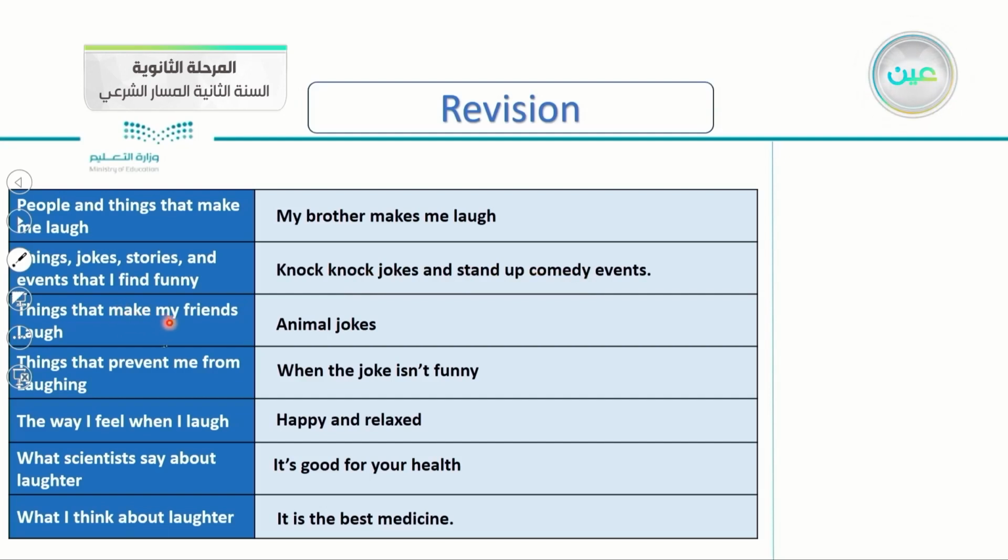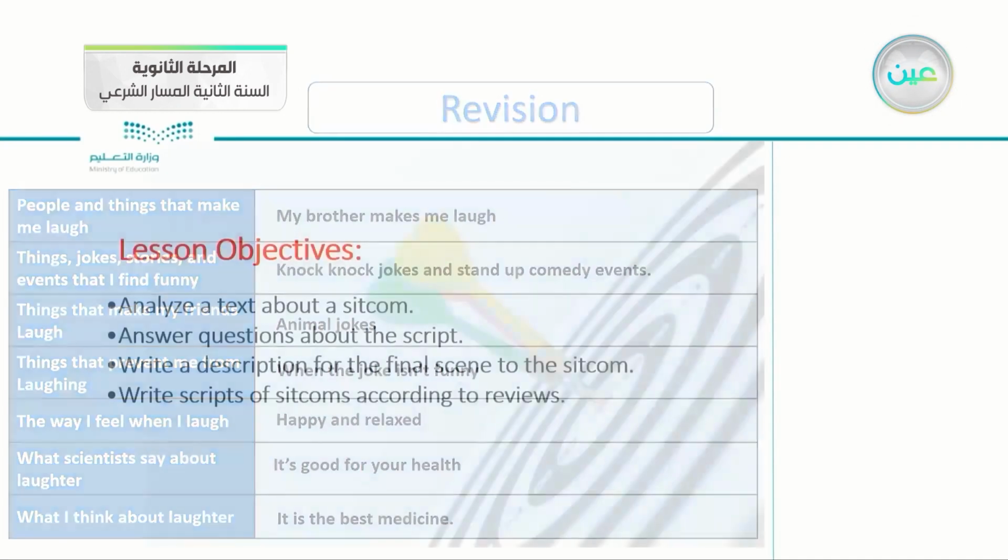Things that make my friends laugh. I said animal jokes, just like the cat and the mouse. Things that prevent me from laughing: when the joke isn't funny, when I don't understand the joke. The way I feel when I laugh: I feel happy, I feel relaxed, I feel in a good mood, of course. What scientists say about laughter, I said it's good for your health. The scientists said that laughter is good for your health. And what I think about laughter, I said here that it is the best medicine, of course.